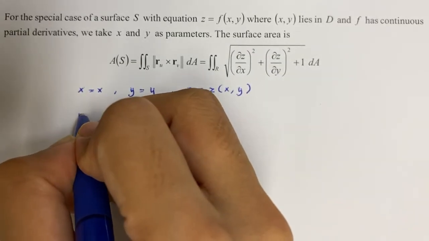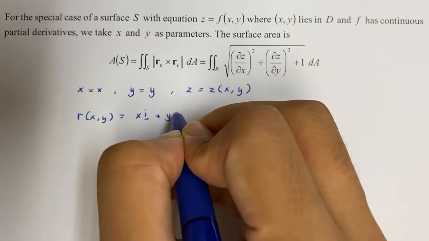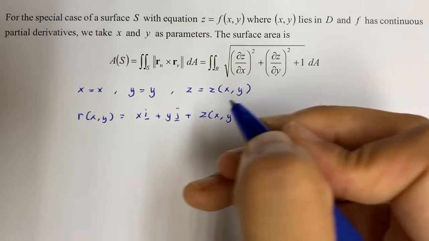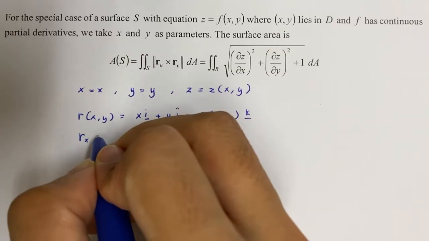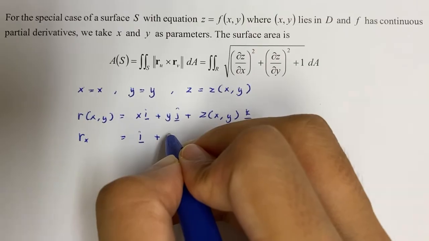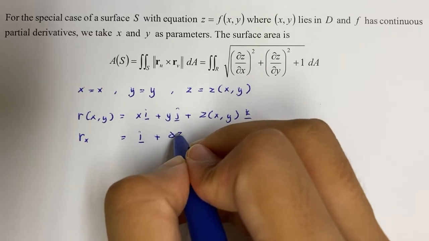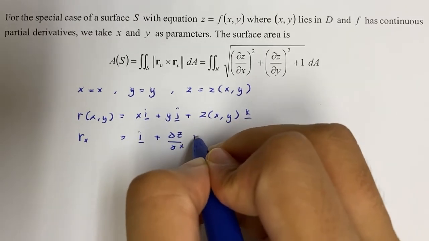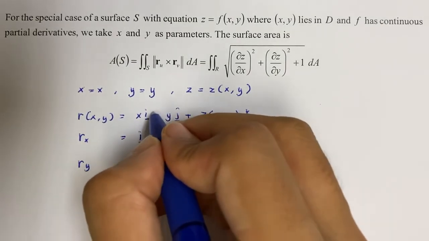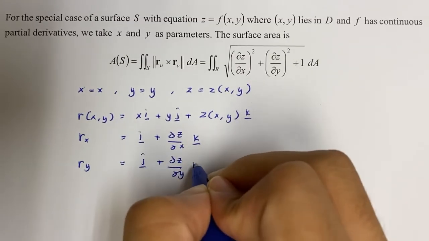Okay, so R(x, y) will be equal to xi plus yj plus z(x, y)k. Okay, so if we want to find Rx, it is equal to i plus, okay, we don't have j, then plus del z over del x k for Rx. And for Ry is equal to 0 plus j plus del z over del y k.